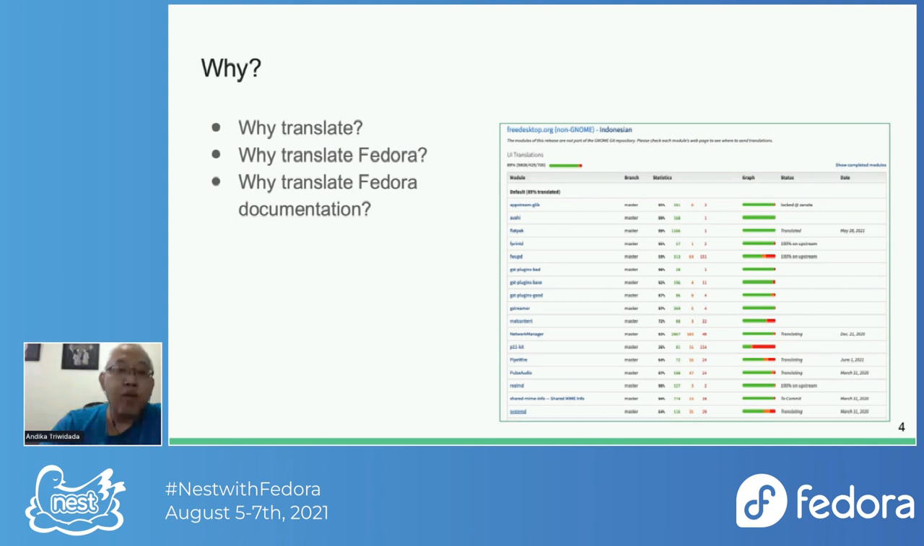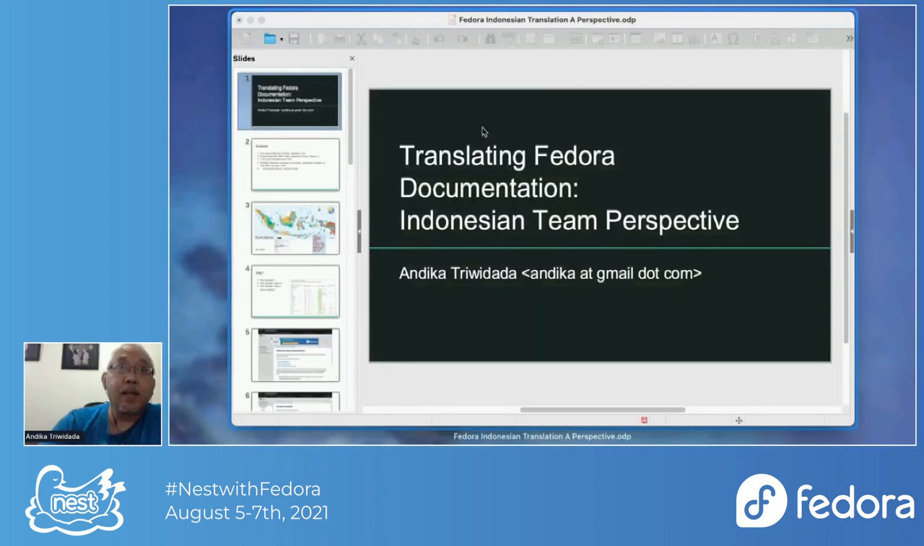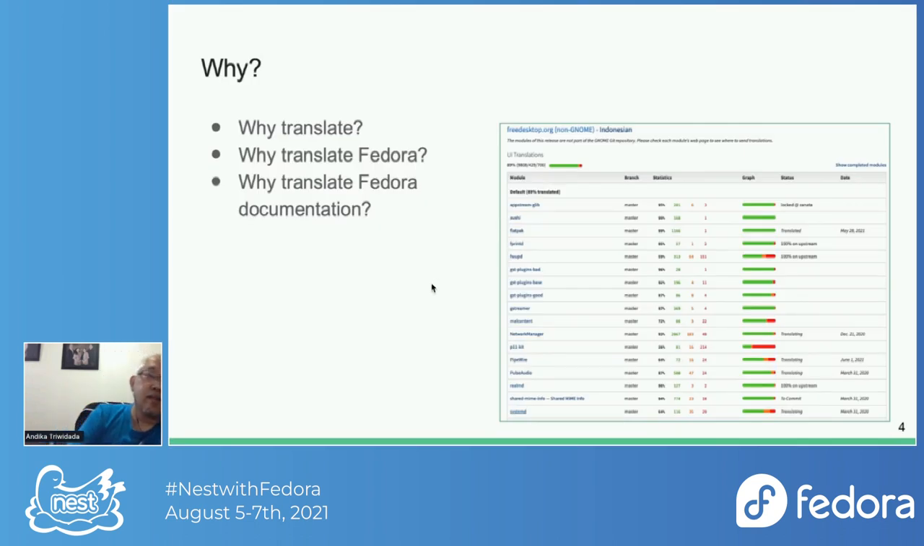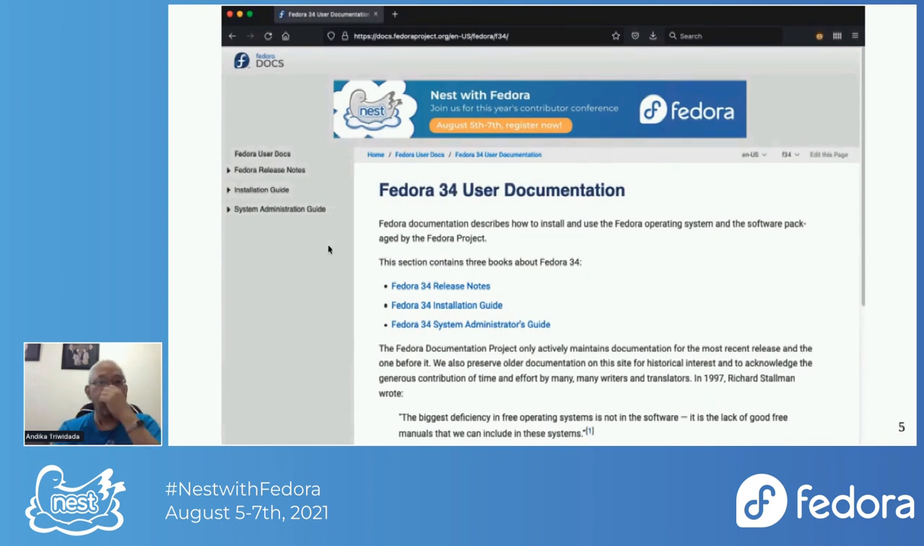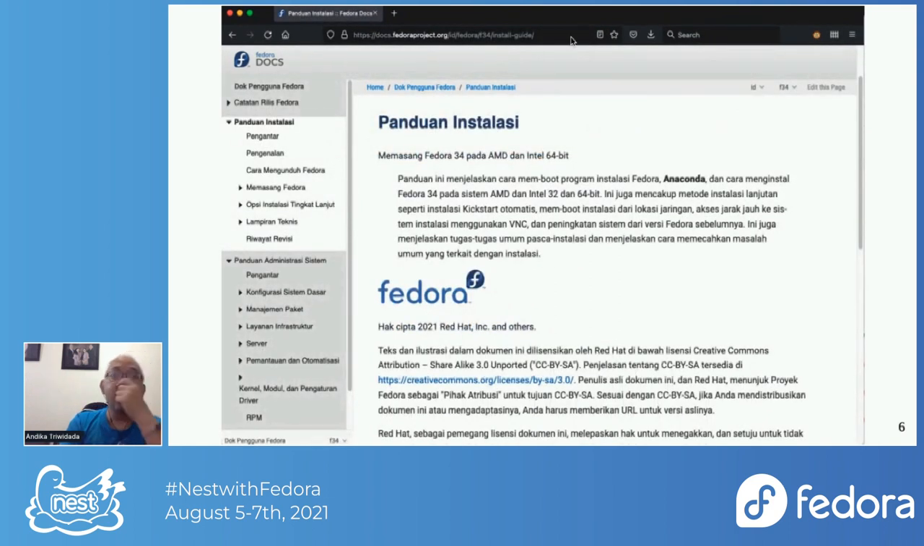Actually, which one is what I was going to talk about? What is the Fedora documentation? You can see in this page, Docs Fedora Project. This is for Fedora 34. There are three main documents here: Fedora release notes, installation guide, and system administration guide. Each of them is quite a big document. So it's already translated into so many languages. And the Indonesian translation is like this.